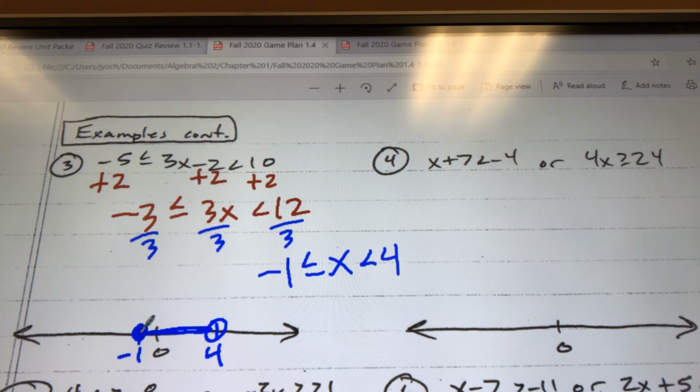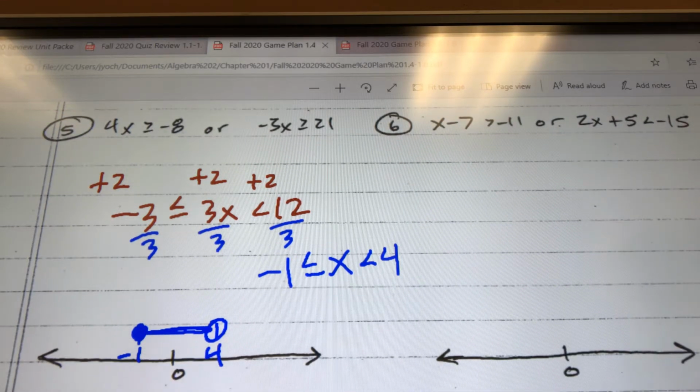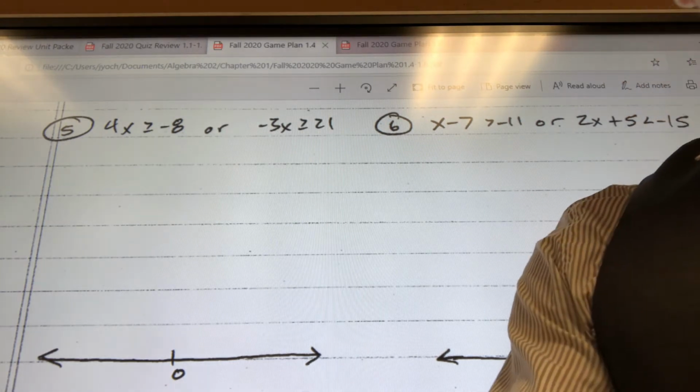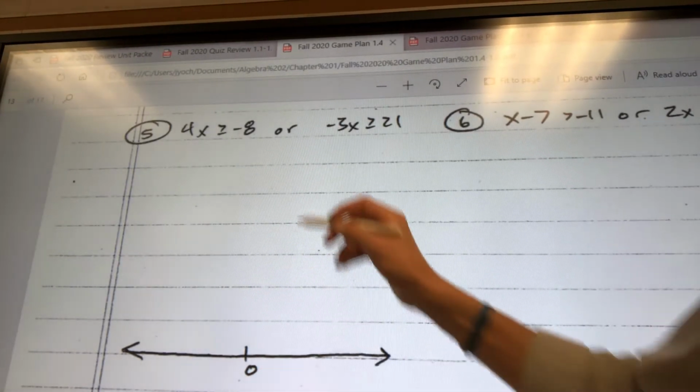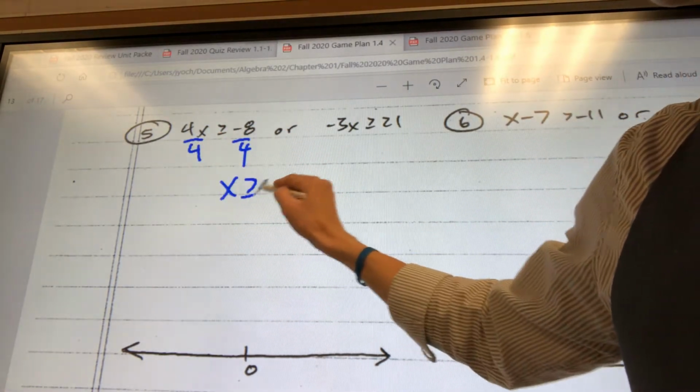I'm looking here at 5. I'm going to do 5 and 7 with you. So it looks like the left side of this page we're going to do together. 5 is an interesting compound one. So 4x greater than negative 8. All right, divide by 4.